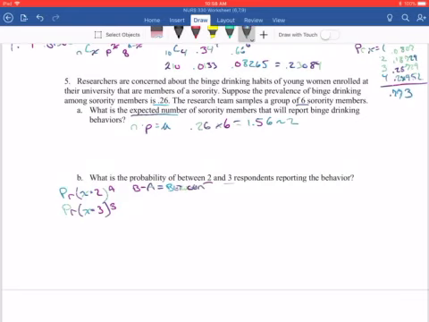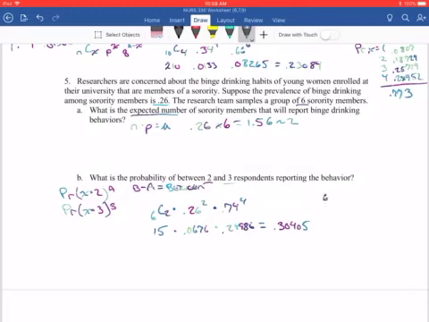So when you find that probability, you can go 6 choose 2 times 0.26 squared times 0.74 to the 4th, which is going to give you 15 times 0.0676 times 0.29986. That equals 0.30405.